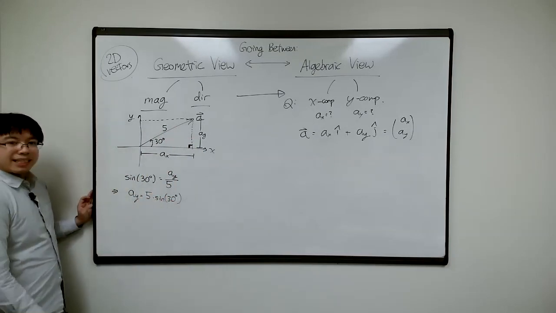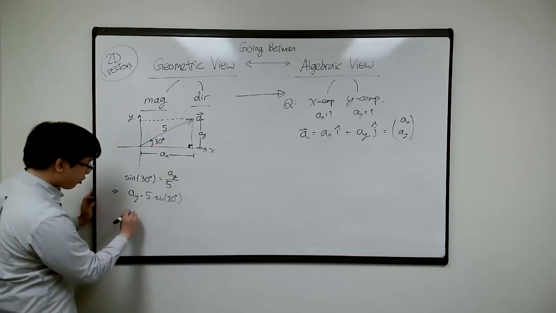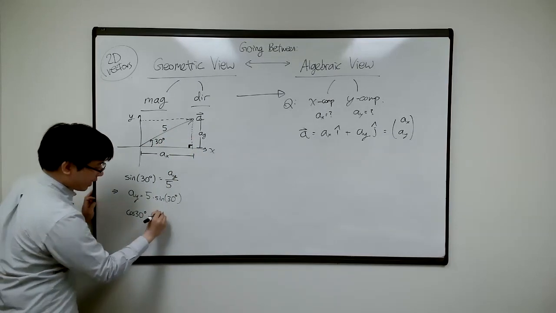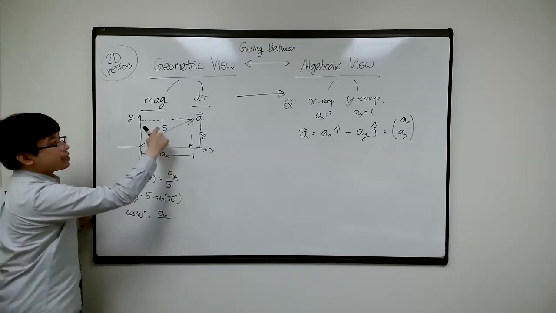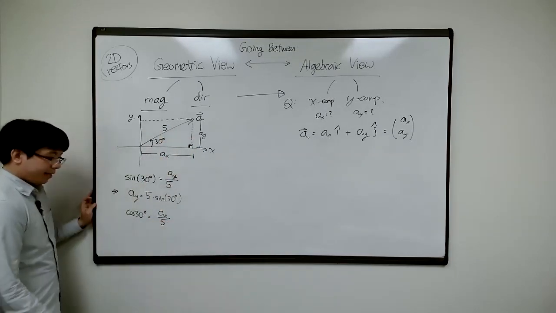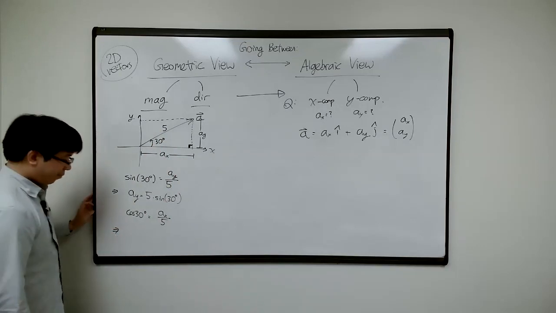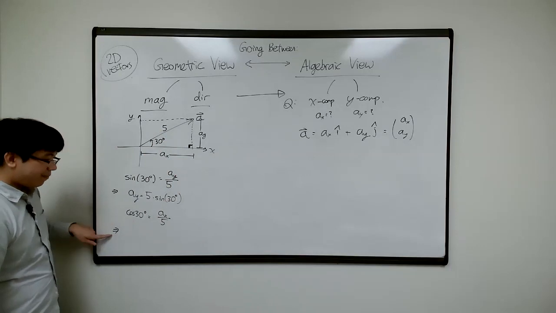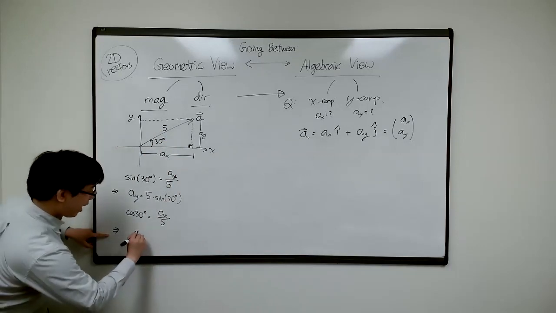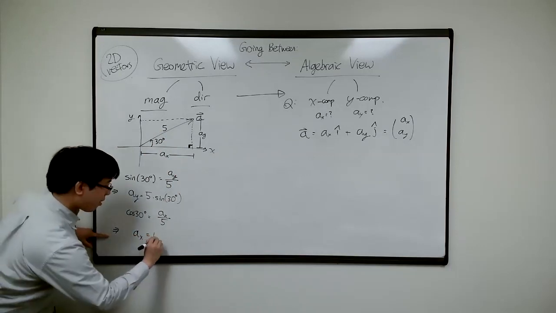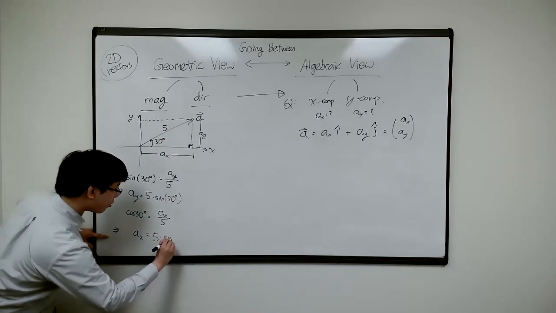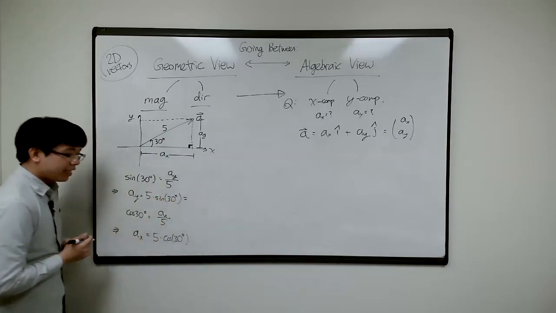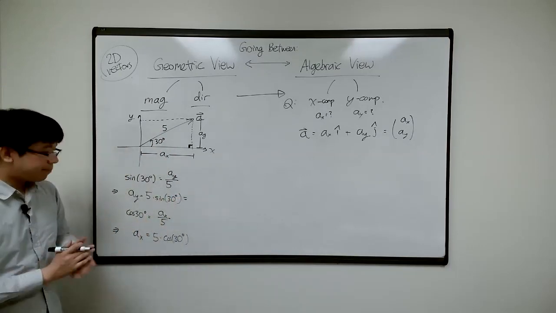Okay. Let's look at cosine of this guy as well. So cosine of 30 degrees is the adjacent, which is AX over the hypotenuse, over 5. So that means, okay, this symbol in math means implies, so this implies that AX is, if I multiply over, 5 times cosine 30 degrees. So all I have to do is plug in to a calculator and it's that simple.